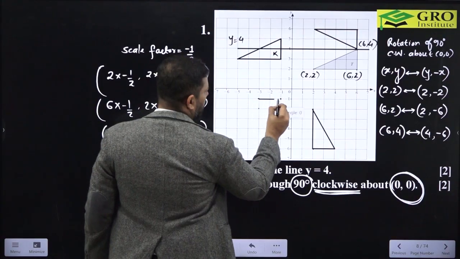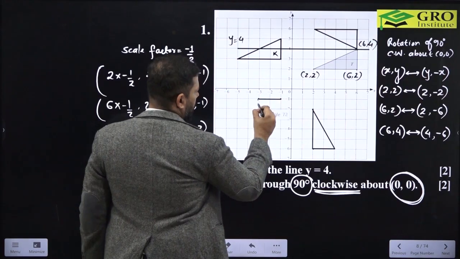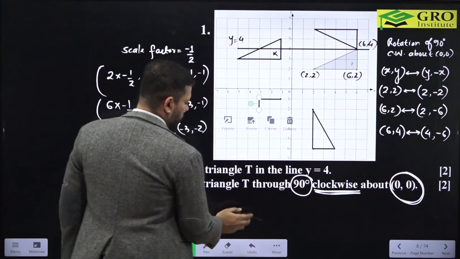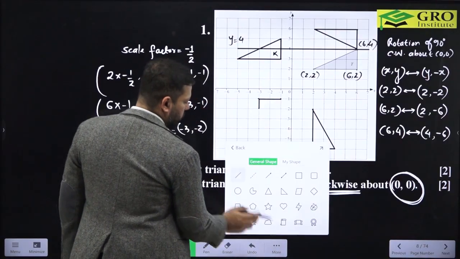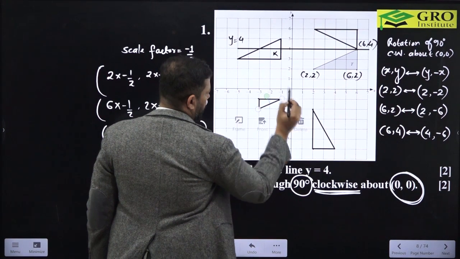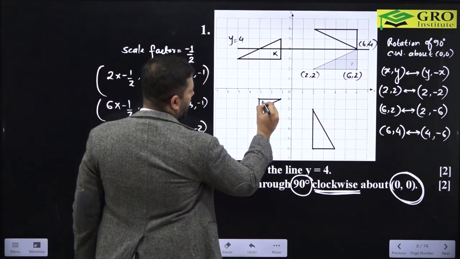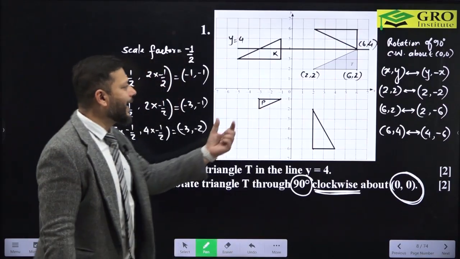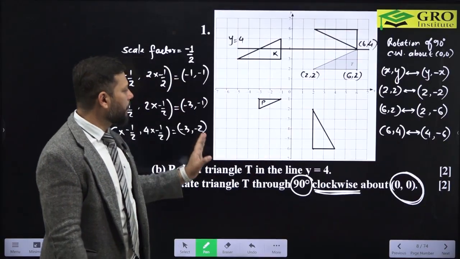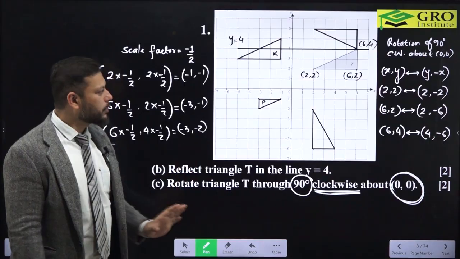So it will be from here till here. Then this is what it looks like. And then at last making the hypotenuse. Yes, and we have to label it as P. Let us write it as P. So this is the enlargement of triangle T by the scale factor minus 1 by 2 about the center 0 comma 0. I hope this part is also clear.